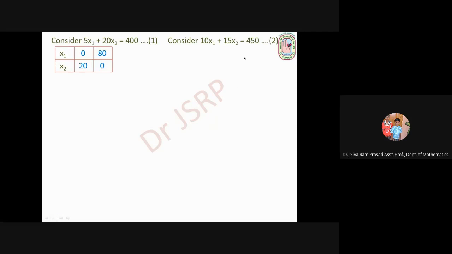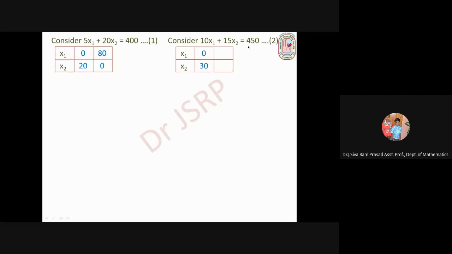Similarly, find intercept points for this line. Take a small table, x1, x2. First, take x1 = 0 and substitute here: 15 x2 = 450, so x2 = 450/15. That is 30. So x2 is 30. This is the point (0, 30).